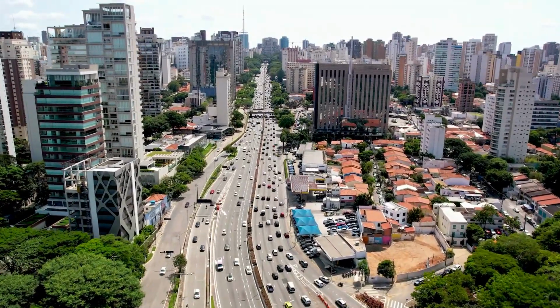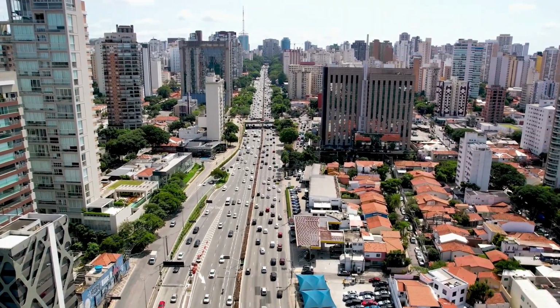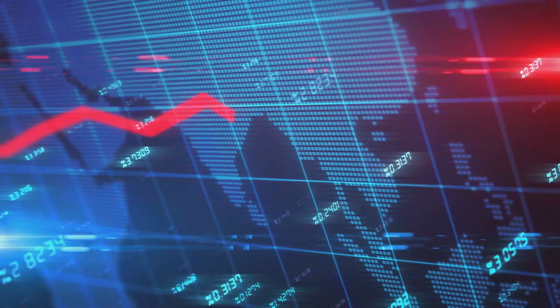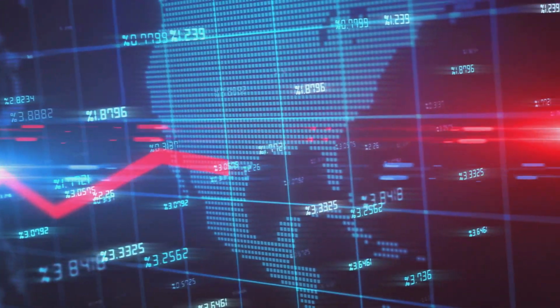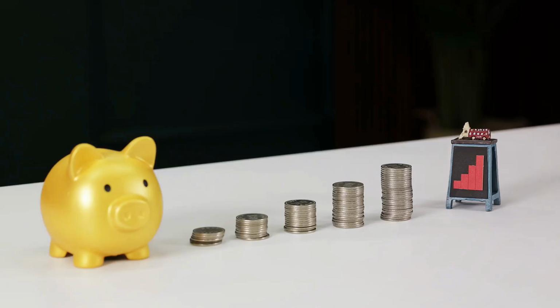Speaking of risks, they are an inherent part of the financial world. Financial risks can range from market volatility, where the value of investments can go up and down, to credit risk, where a borrower might not repay a loan. Understanding and managing these risks is crucial for any player in the global financial landscape.